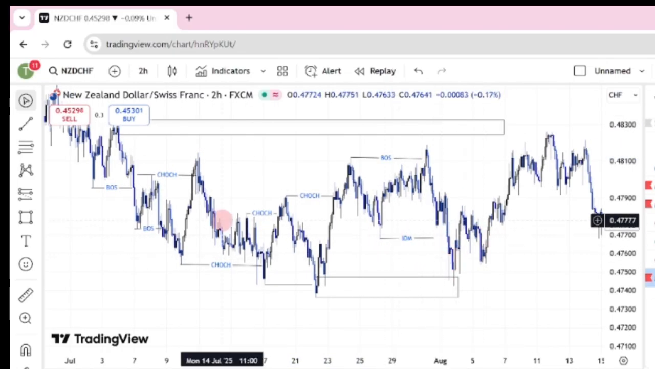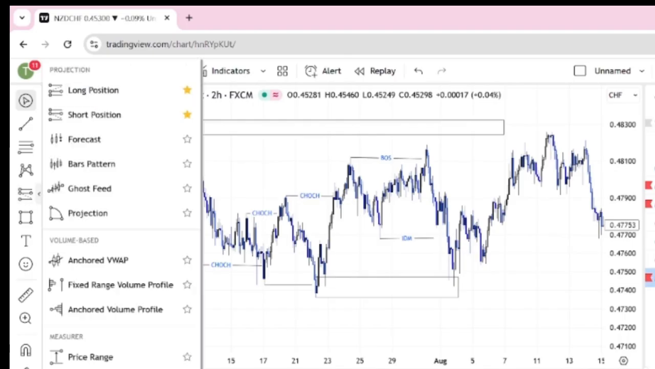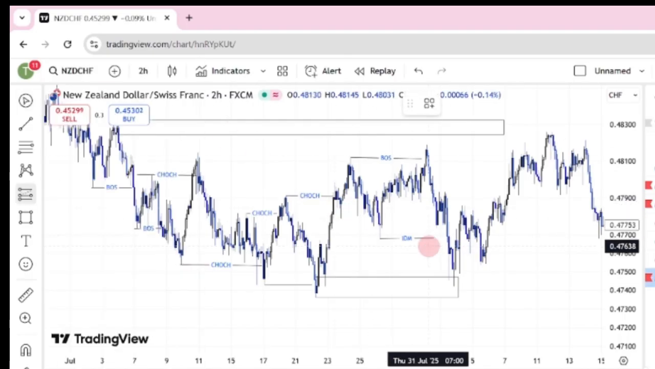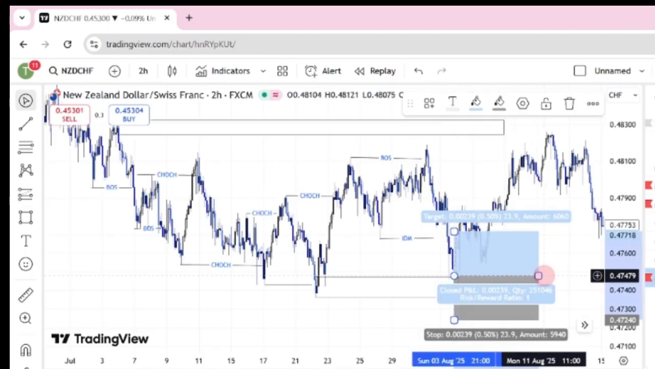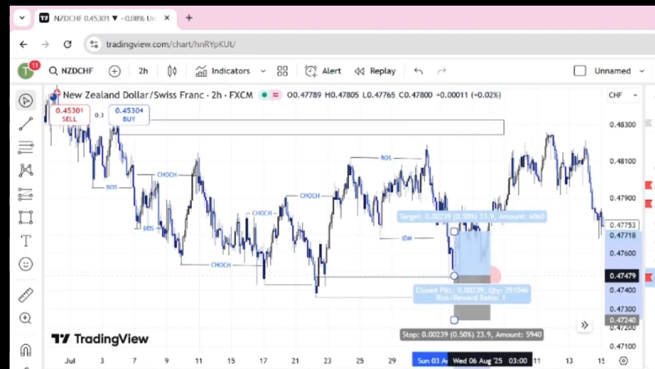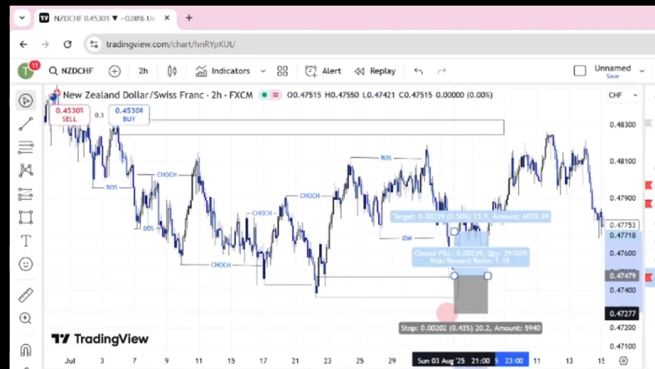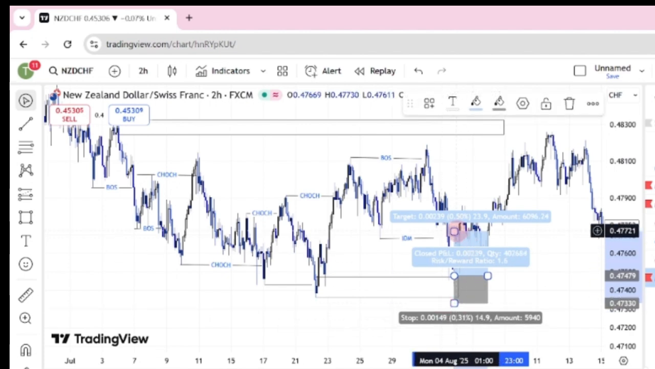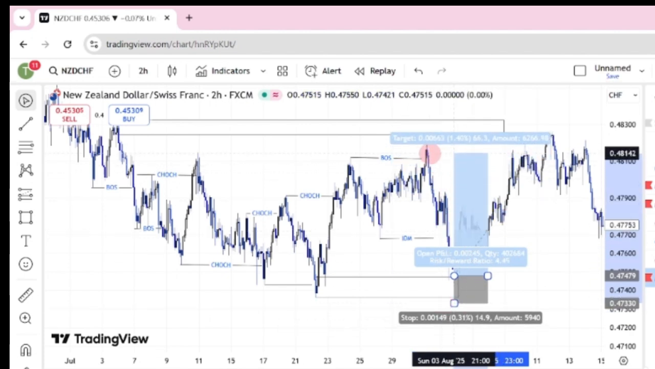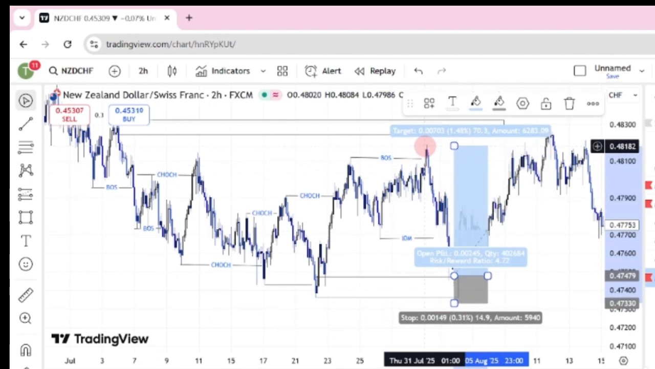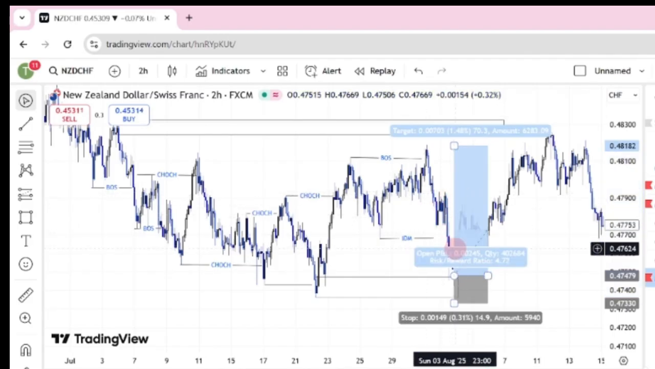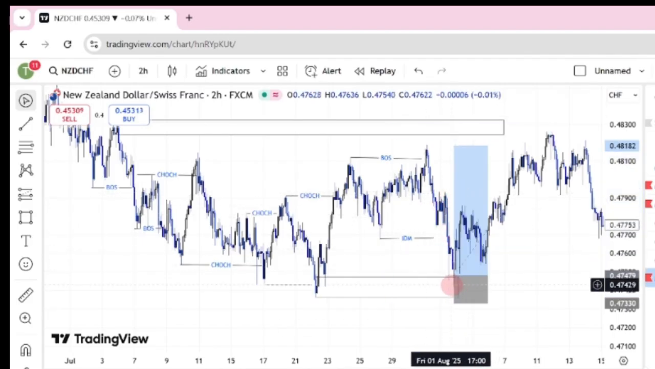Let's assume we place this trade. This is what we'll have done at this point. Put this as our buy order, stop loss below at this wick. Probably we'll target this high. And what did you see? Immediately price tapped into this zone, the order block. Price ran all the way to our supply.